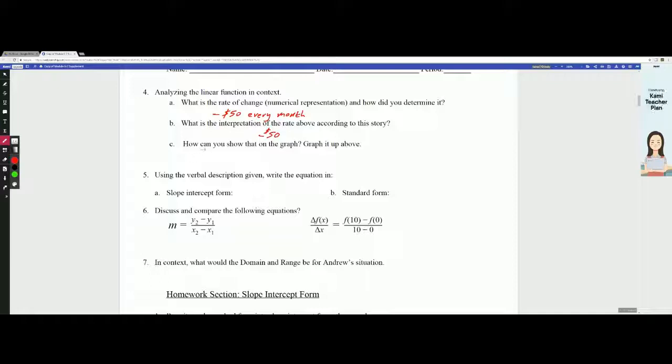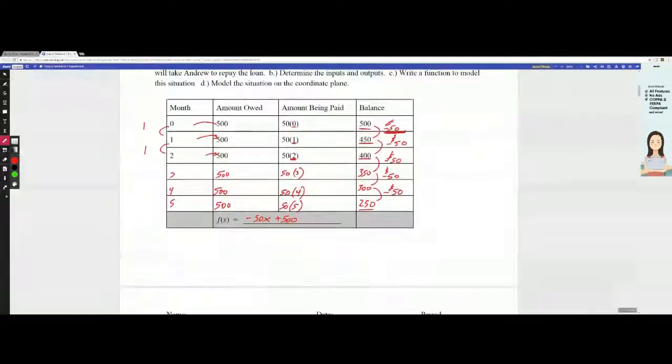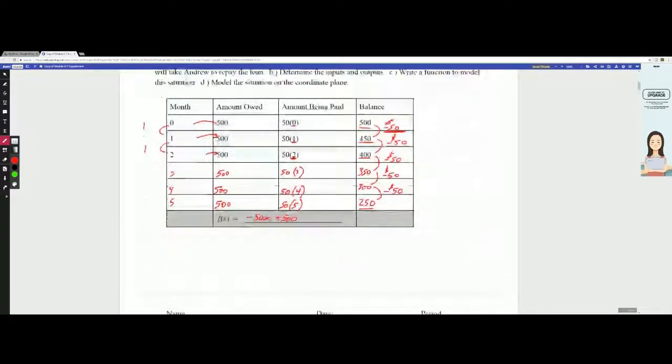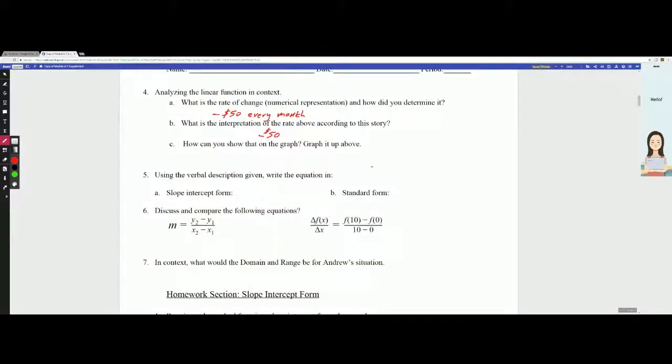Now how can you show that on a graph? I graphed it above already. If you look up here, again, 1 month goes by, Andrew pays 50 bucks, so he's down 50 bucks. 1 month goes by, he pays another 50 bucks. So this is still rise over run. It's just you're going down 50 and running 1 month. So it's still along with the idea of slope, but now we're just talking about rate of change because it's context. All right, so graph that, awesome.